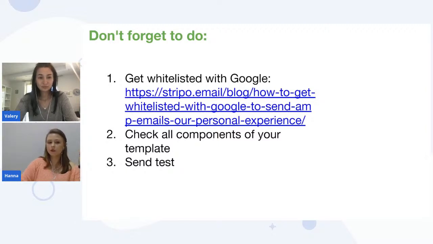Second one, check all components of your template. You need to make sure that all the links work and all the images work. This is something that Google won't let you send without checking first. So you need to make sure your email is perfect. Otherwise, it's going to go out as an HTML email and won't show AMP at all. And the last one, please don't forget to send a test email. I believe you do it all the time anyway, but with AMP, it's super important to make sure that everything you want to work works properly.